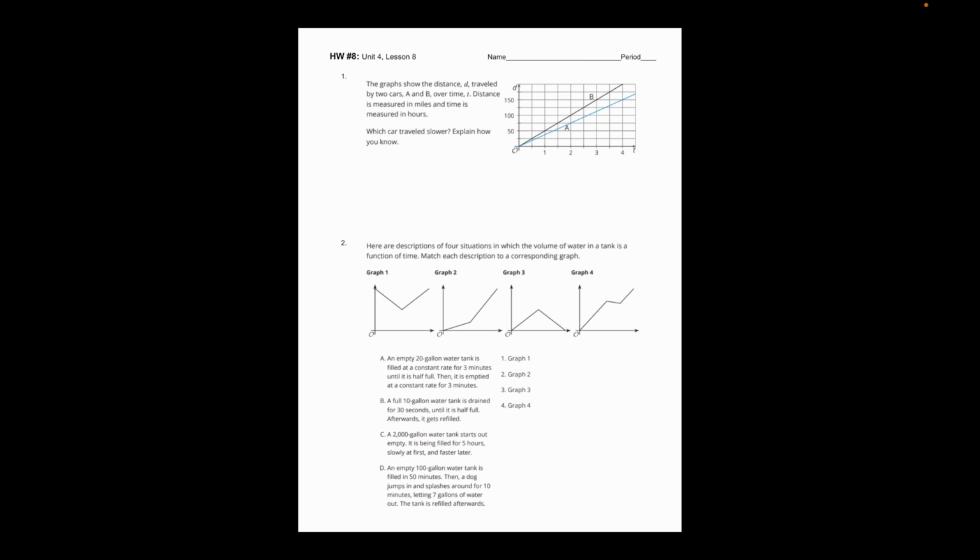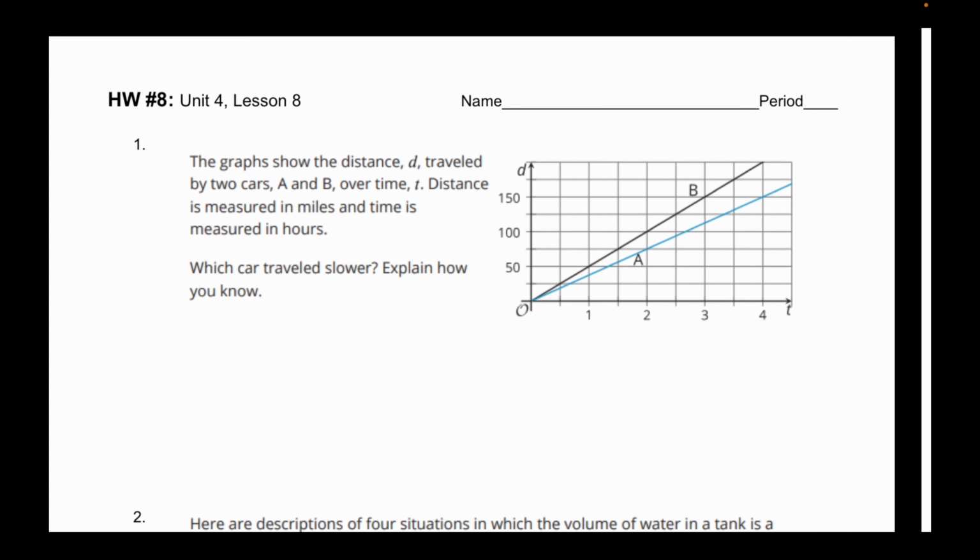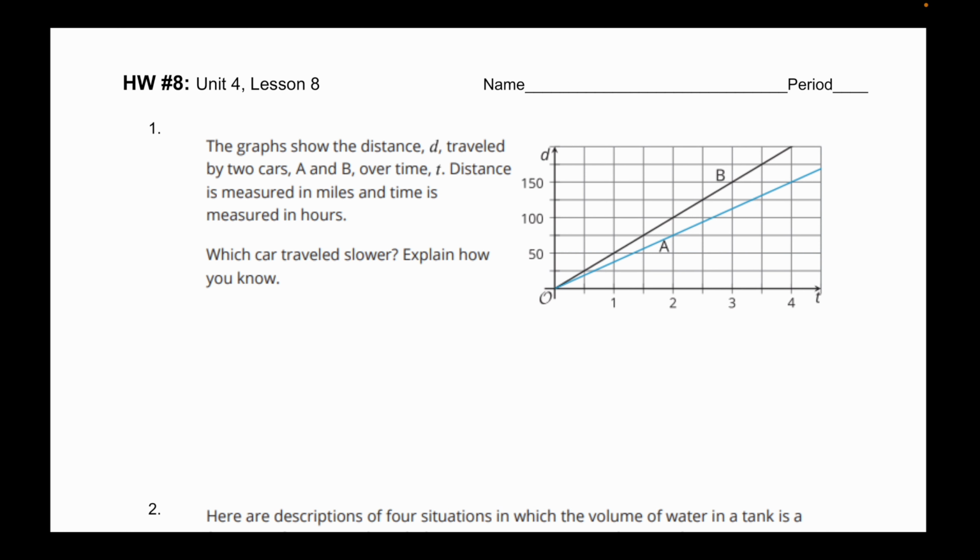So, let's dive in. These graphs show the distance d traveled by two cars, A and B, over time t. We have distance measured in miles and time measured in hours. Which car is traveling slower, and explain how you know. So, for this question, we're actually going to look at our rate of change of these. We can talk about how far they've traveled within a certain number of hours, or we can talk about, in general, just the slope of these lines.